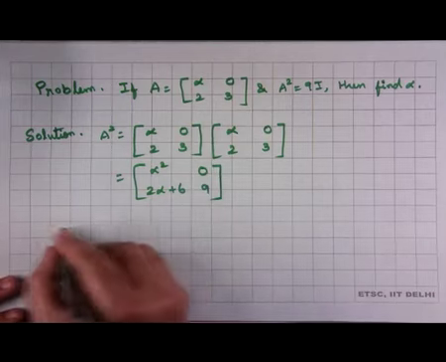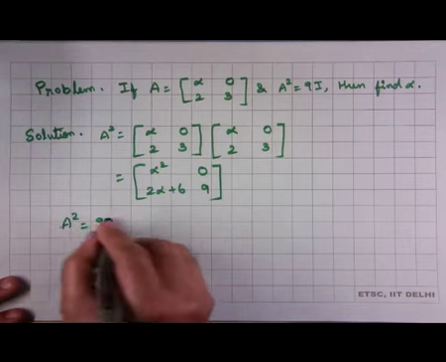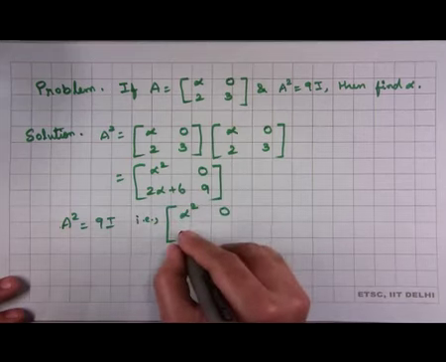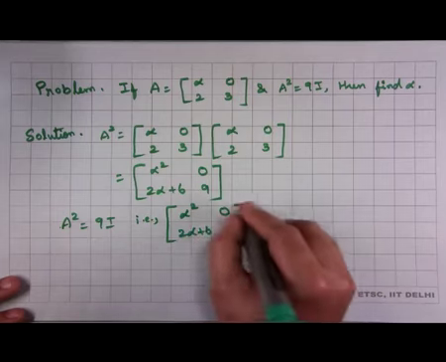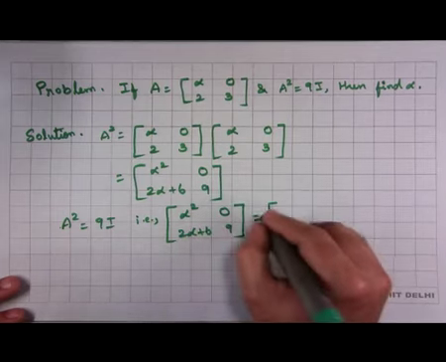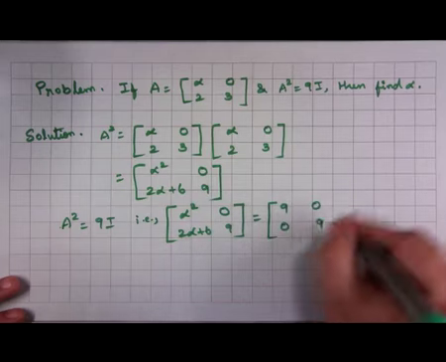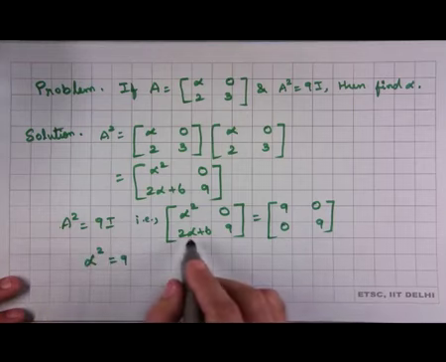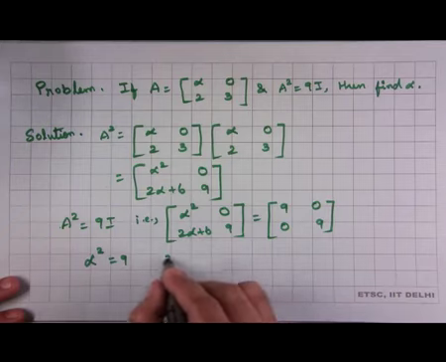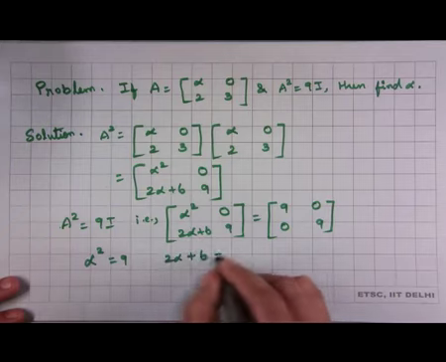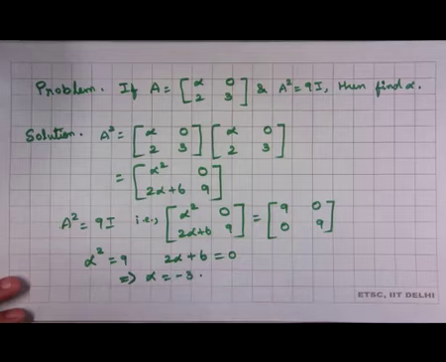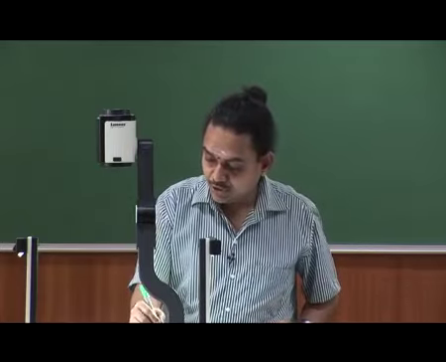Now, we are given that A square is 9 times I, that is the matrix alpha square 0, 2 alpha plus 6, 9 equal to 9, 0, 0, 9. So, what we have is alpha square is 9 just by comparing the coefficients, and similarly this one you will have as 2 alpha plus 6 equal to 0. So, these two together will imply that alpha equal to minus 3. So, alpha equal to minus 3 is the solution. Let us do the next problem.